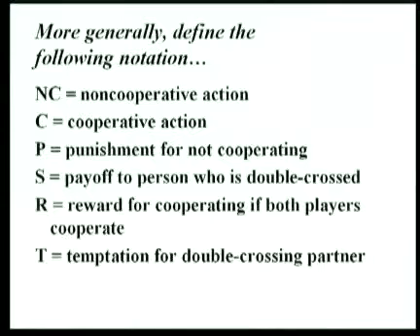Now let's define some more notation. NC is a non-cooperative action. C is cooperative. P is the punishment for not cooperating. S is the payoff to the person who's double-crossed. R is a reward for cooperating, when both players cooperate. And T is a temptation to double-cross your partner.